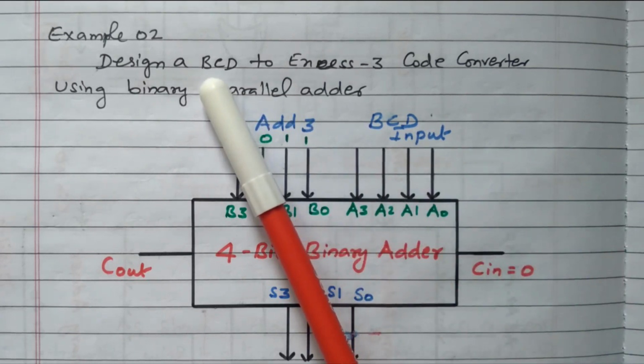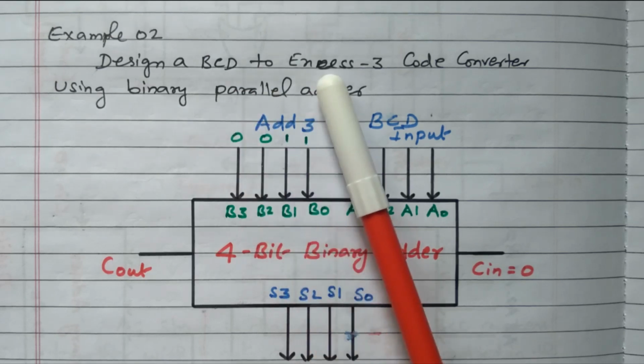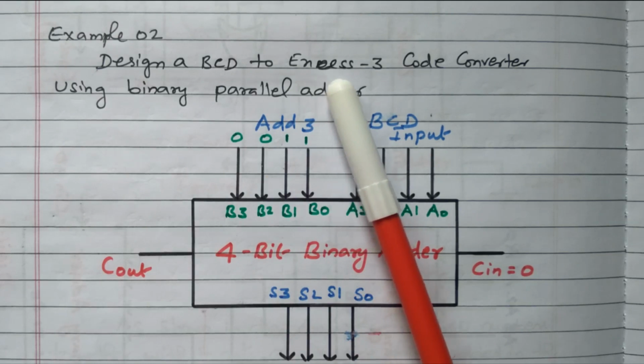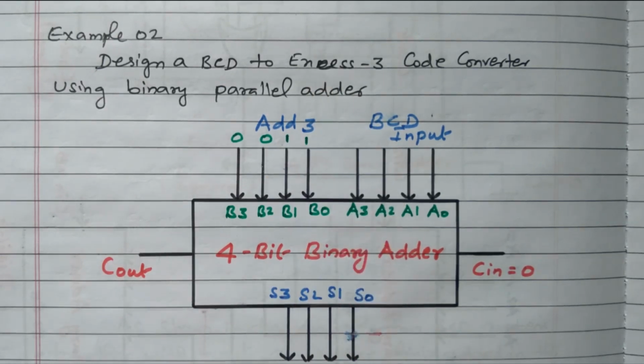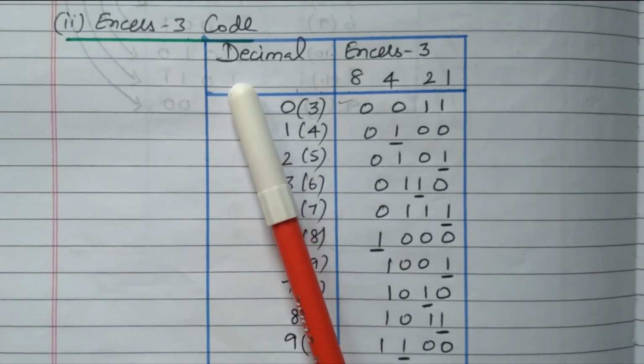So the BCD code, we know that BCD is the 4-digit representation. Each digit is represented by 4 digits. XS3, we will see the details about XS3. What is meant by XS3? So XS3 code is nothing but, here the tabular column is available.